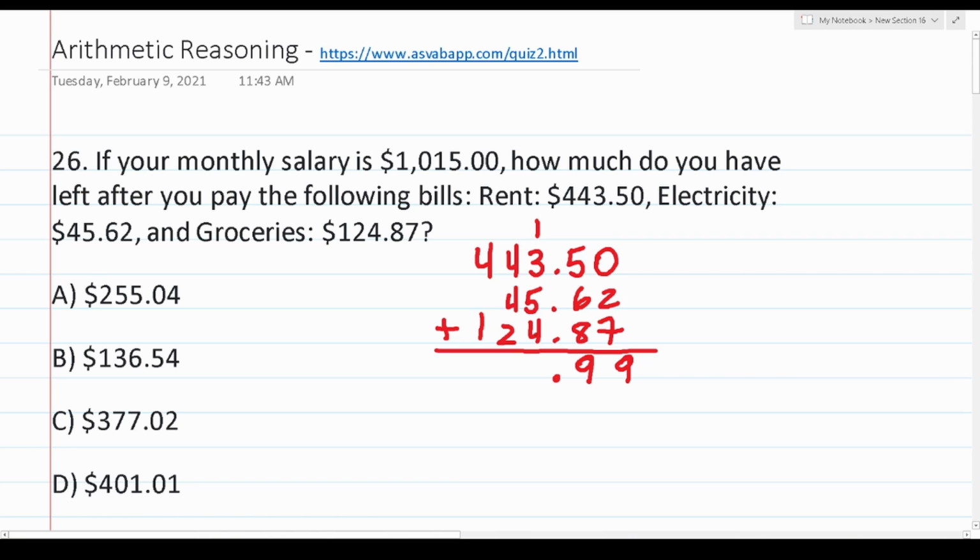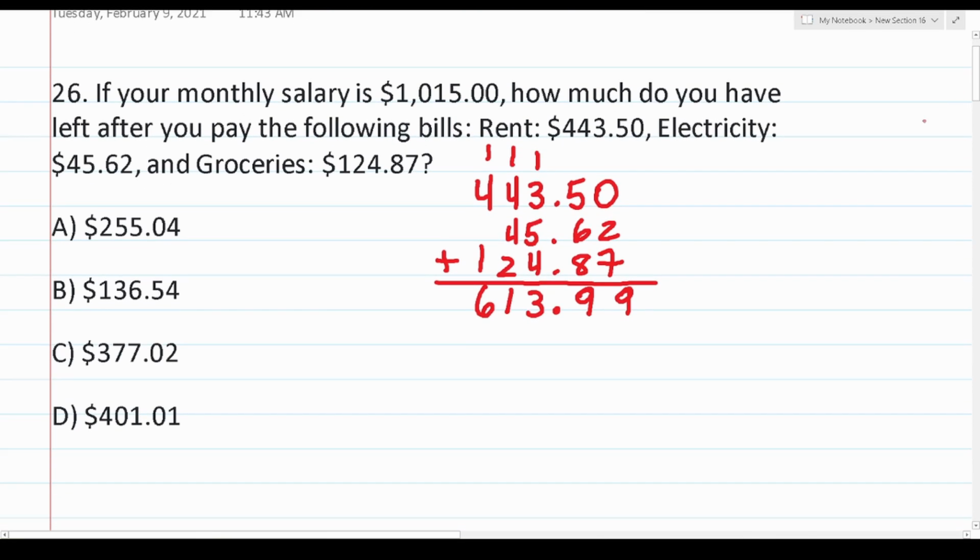Then we have 5 plus 4, which is 9, plus 1 is 10, plus 3 is 13. So we're going to drop down a 3 and carry a 1. 4 plus 4 is 8, plus 2 is 10, plus 1 is 11. So drop down a 1 and carry a 1. 4 plus 1 is 5, plus 1 is 6. So in total, you spend $613.99 on bills.